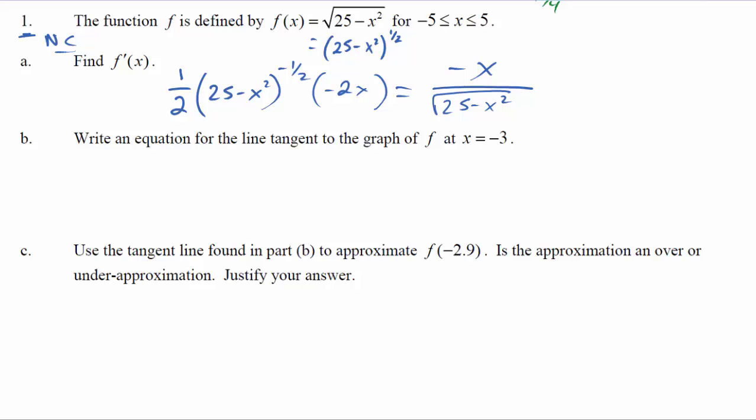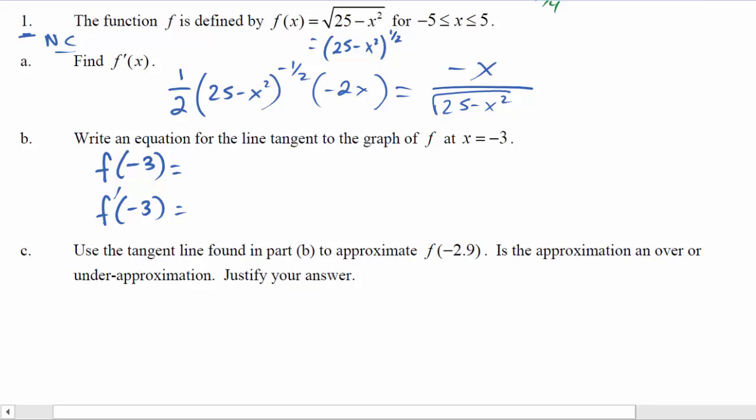B. Write an equation for the line tangent to the graph of f at x equals negative 3. Always, always, always make sure you're able to show these two things. You're looking for the point and the slope. If you don't state that you actually found the point and slope from these numbers, you won't get the credit.